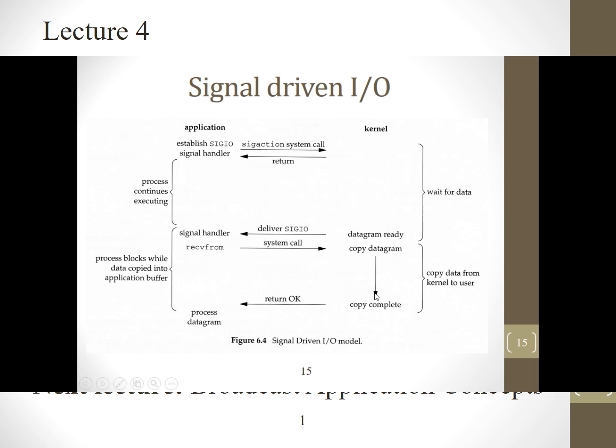So this is very interesting. We install the signal handler. A SIGIO is delivered to the signal handler. The recvfrom system call is sent to copy the datagram, and the datagram arrives. The system call returns with OK, and the process continues executing. The process is blocked only while copying the datagram into the application buffer. So only during this duration, the process is put into the blocked state, which is a very short time.